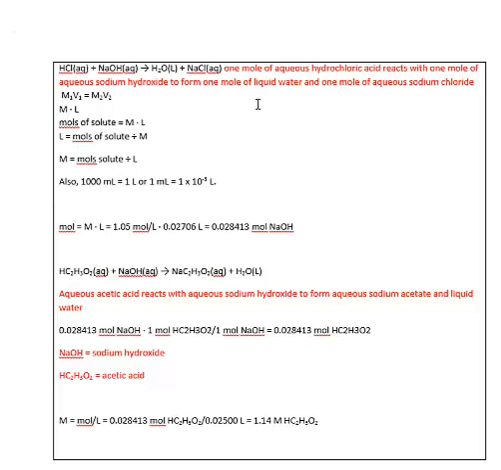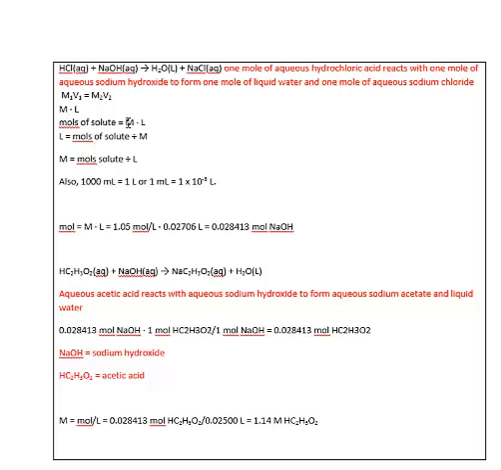Solution chemistry. 1 mole of aqueous hydrochloric acid reacts with 1 mole of aqueous sodium hydroxide to form 1 mole of liquid water and 1 mole of aqueous sodium chloride. M1V1 equals M2V2. Molarity times liter, or you could just say M times L. Moles of solute equals molarity times liter. Liters equals moles of solute divided by molarity.